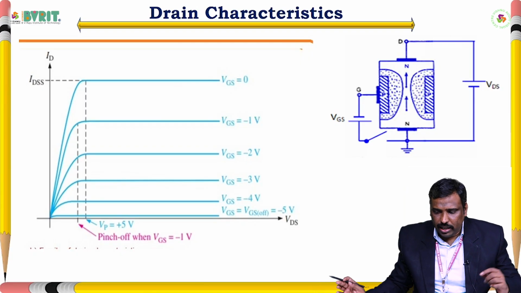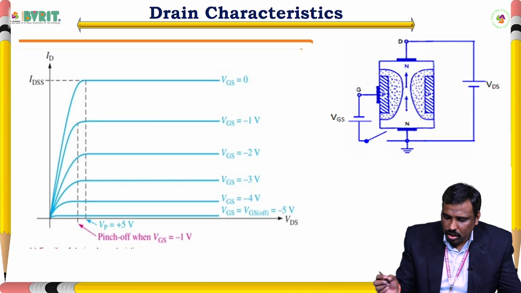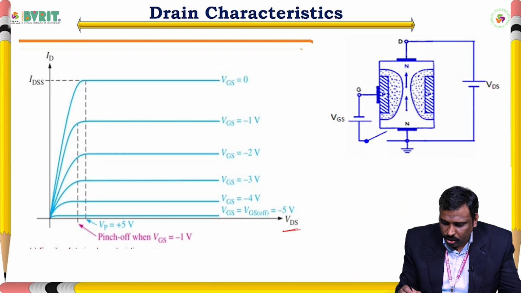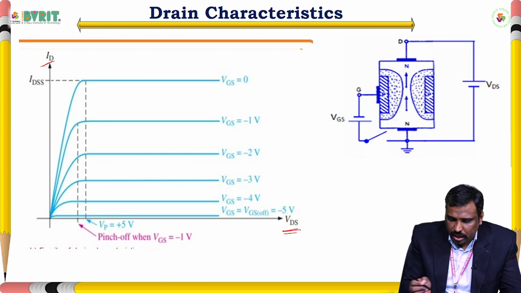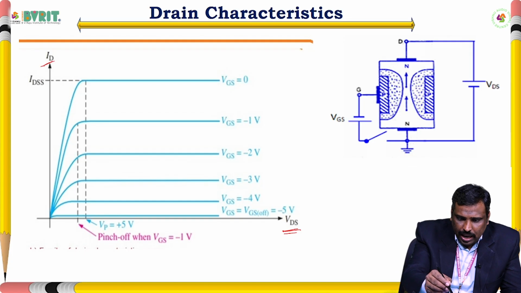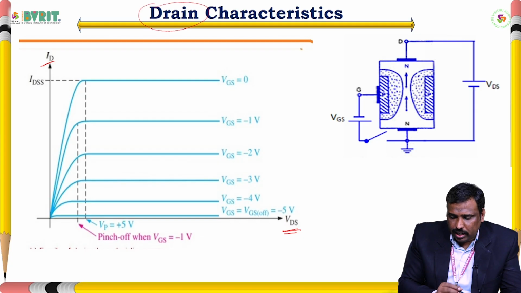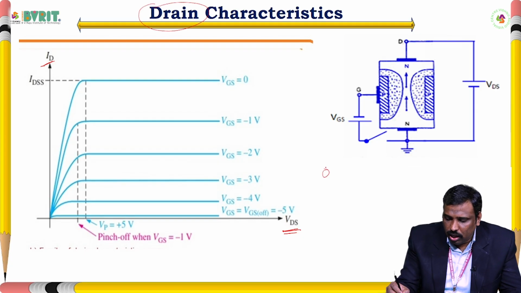So coming to the drain characteristics, this is a graph between drain to source voltage and drain to source current. So these are related to the drain. That's why these characteristics are called drain characteristics. Or we can also call them output current and output voltage. These are also called output characteristics.